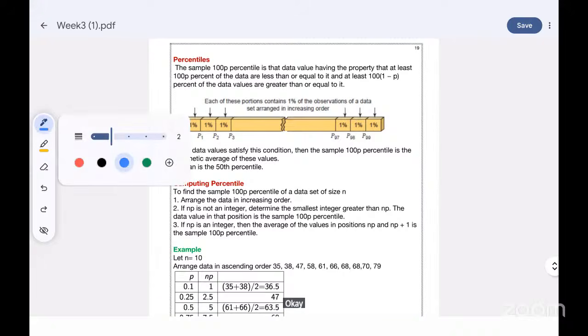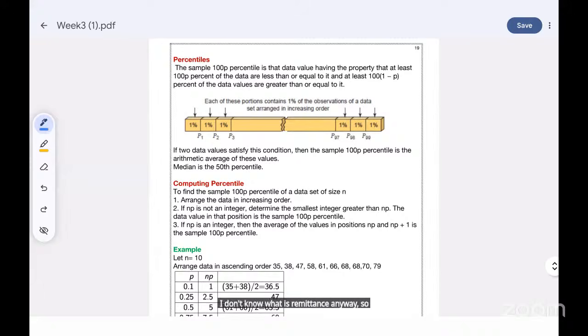Is it remittance? No, I don't know what remittance is anyway. I am telling remittance means foreign exchange. No. Coefficient of variation. Yes, correct, it's coefficient of variation. So it is not just about money, it is across many different things.